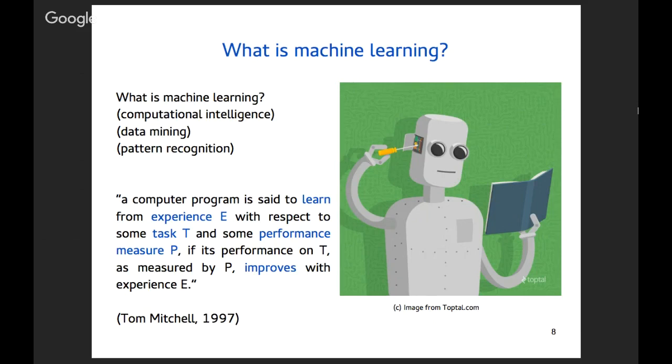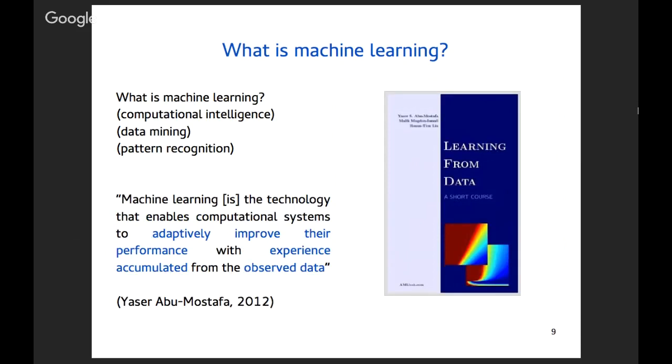It's learning something. Another definition that I find very interesting, from Yaser Abu-Mostafa from California Institute of Technology, says: machine learning is the technology that enables computational systems to adaptively improve their performance with experience accumulated from the observed data. And he also wrote this book called Learning from Data. And this is another definition that I think is very simple but very complete. So from the data, you can understand something about the trend. The robot can understand the trend, can understand the pattern, can understand something.